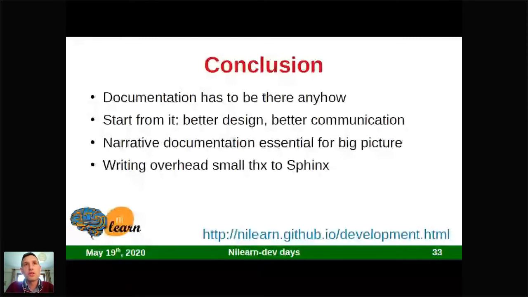Narrative documentation is essential for the big picture. So at the end, we think that people could learn neuroimaging concepts by reading the Nilearn documentation. And if we can succeed in that, then we've done the right job. And the writing overhead for documentation generation is small here, thanks to Sphinx.